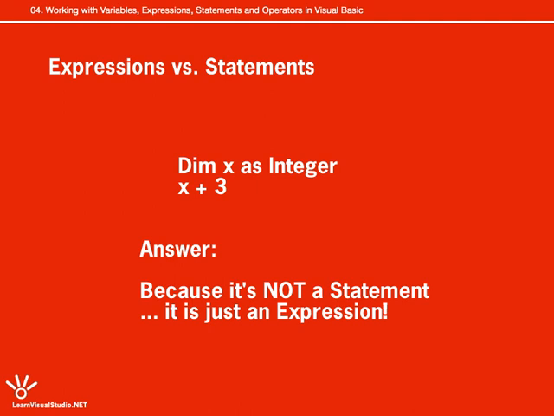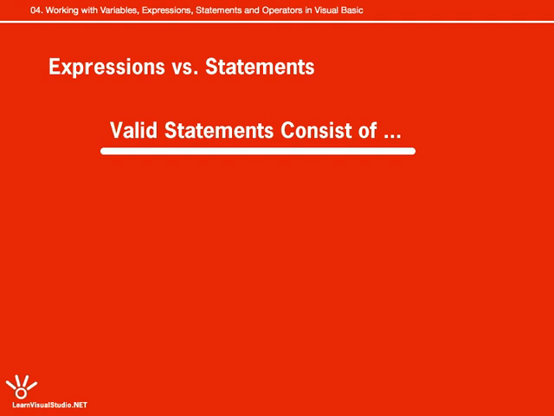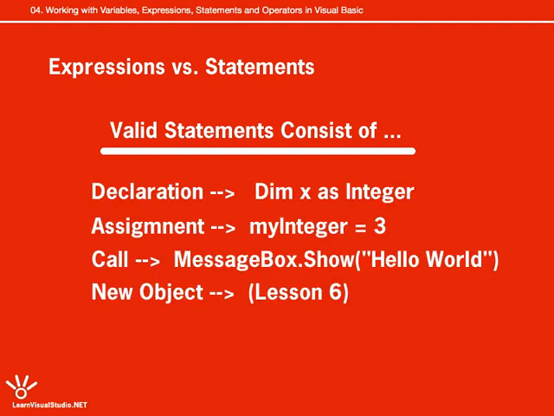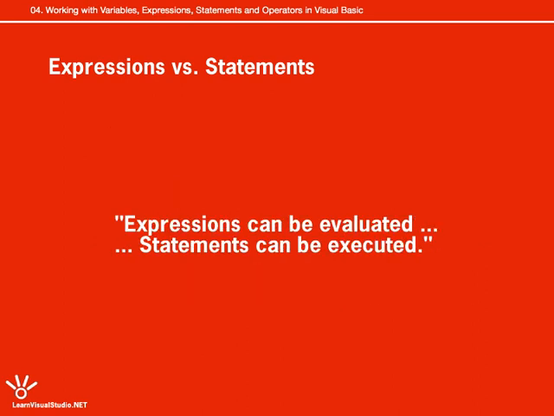And what is a valid statement? Well, there's several different classifications of valid statements. A valid statement can be a variable declaration. So, for example, dim x as integer. Or an assignment, where you might have my integer equals 3, or my integer equals x plus 3. You can have a call, like a method call, and we've done this several times already. MessageBox.Show, that's the method we're going to call, passing in a literal string of hello world. Or a valid statement could be a new object declaration. We're going to talk about this one in lesson 6, so just hang on to that idea. So as a rule of thumb, expressions can be evaluated, statements can be executed.